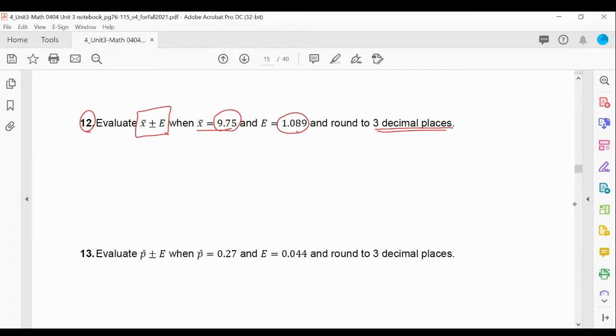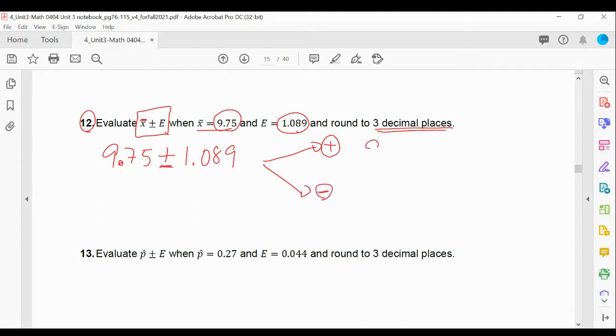So let's substitute for x. In this expression, we have 9.75 for x bar. Don't forget there's a bar there. 9.75 plus or minus e, and e is 1.089. So this actually has 2 answers. One uses a plus sign in the middle, and the other one uses a negative sign found in the middle.